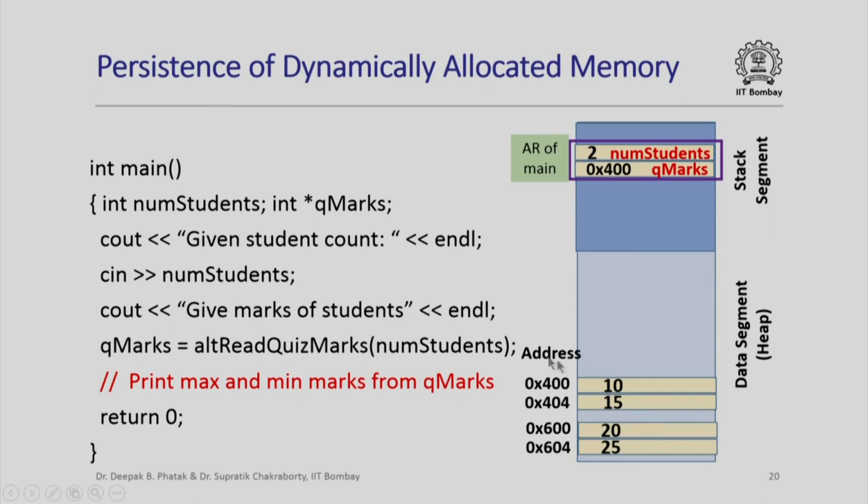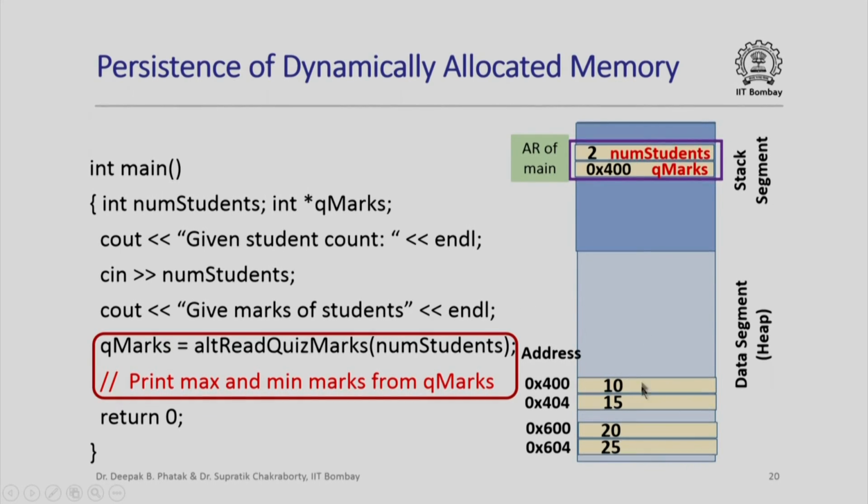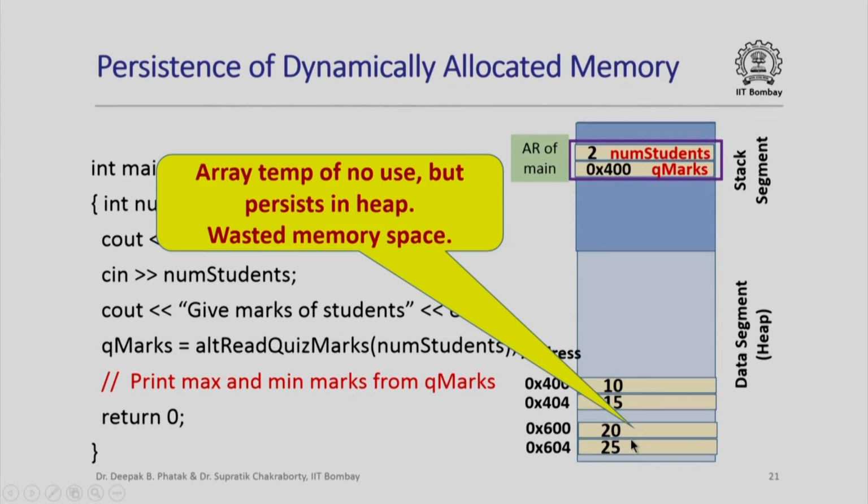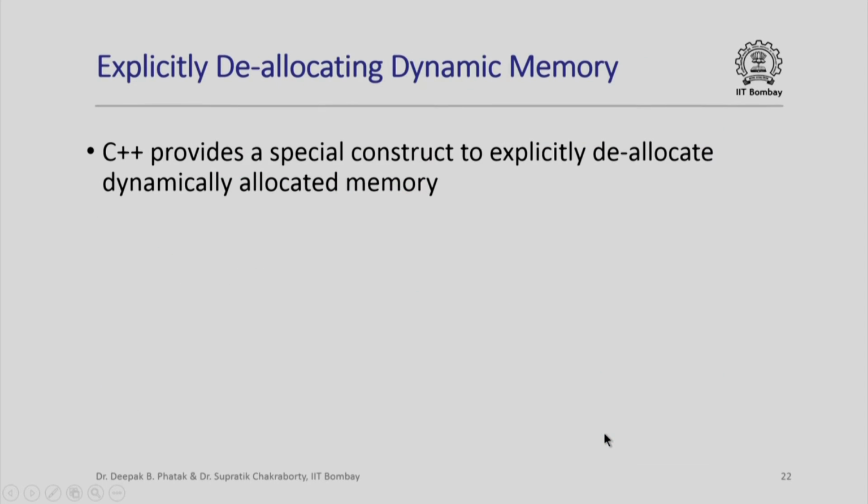But in the main function, what am I going to do? I am actually going to use only the integers at the address which I can access from q marks. So I can access only this array of integers which contain the marks, and so I will be using only this array and not this array. So array temp is of no use in main, but it persists in the heap, and this is why we have wasted memory space. So this is why we need to explicitly deallocate dynamically allocated memory, and C++ provides a special construct to do this.